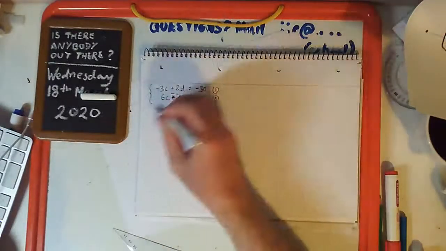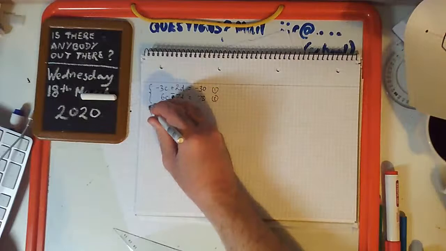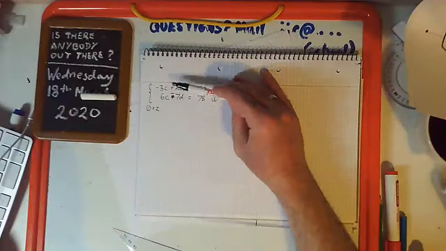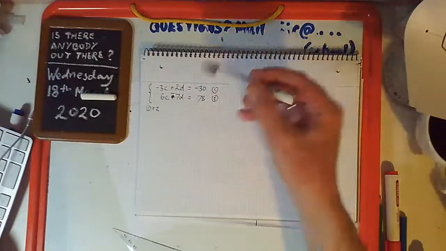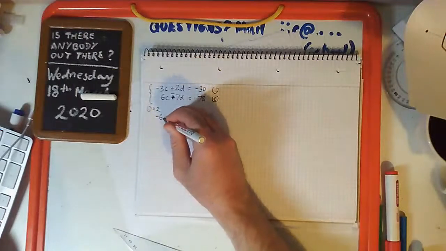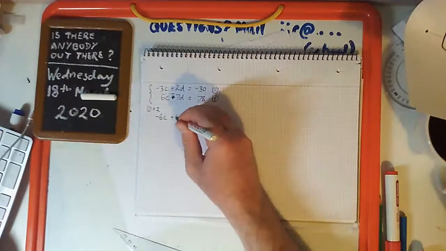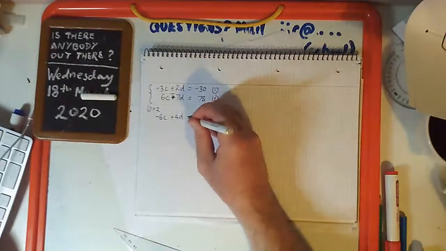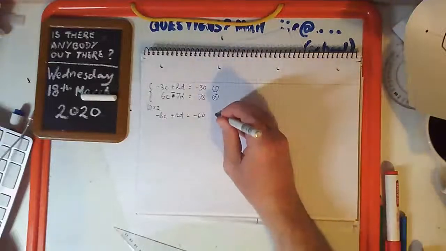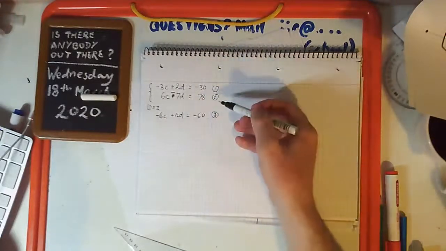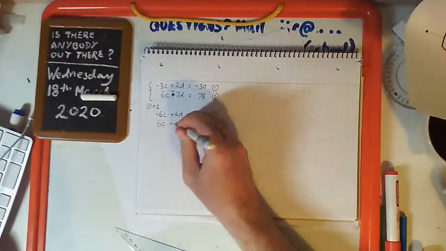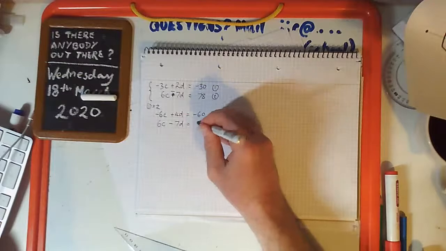So if I multiply equation 1 by 2, instead of being minus 3C plus 2D equals minus 30, I'm multiplying everything by 2. So I get minus 6C plus 4D equals minus 60. I'm going to call that equation 3. And meanwhile, equation 2 is just the same as it was before: 6C minus 7D equals 78.